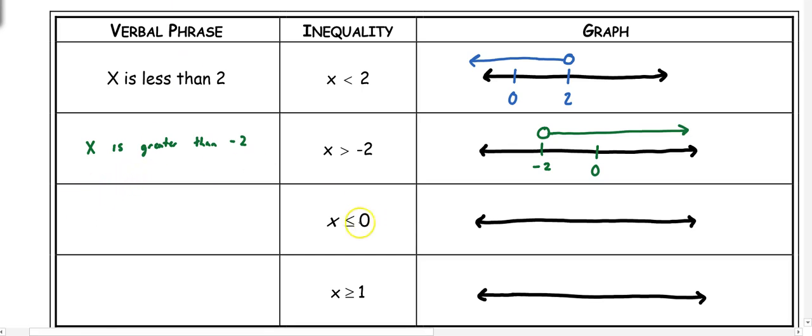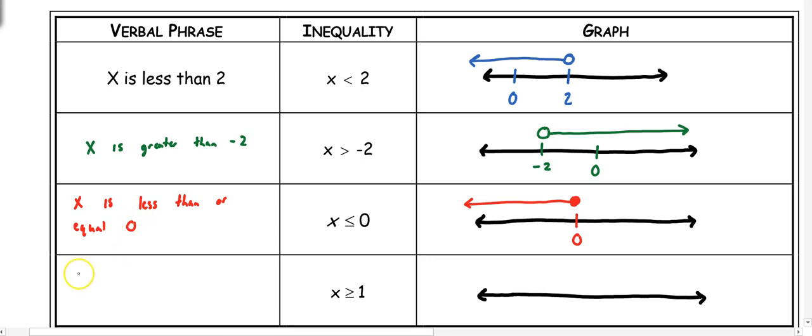The next inequality, the difference is that it has a bar underneath it. So this is now x is less than or equal to 0. So this includes 0 on our number line. And now we're going to say that x can be 0 or anything less than that. So instead of having an open dot at 0, we're now going to have a closed dot, and we're still going to follow the shading rule. So it's pointing to the left, so we're going to have our shaded arrow pointing to the left as well.